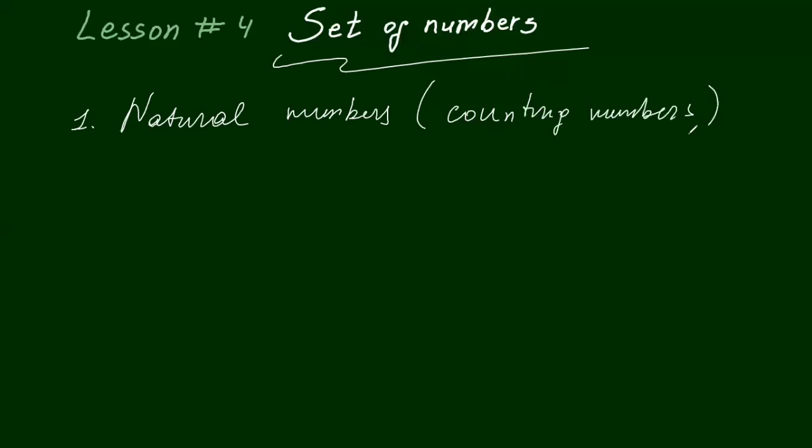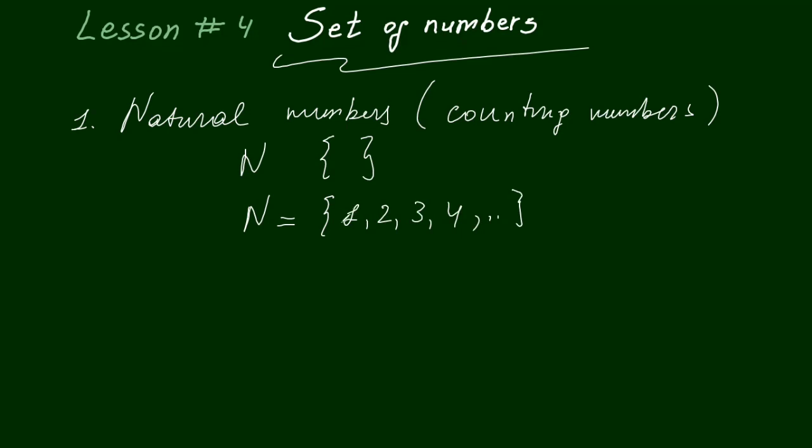These numbers are designated by the symbol N, and we will use roster notation for denoting a set. So N equals, in roster notation, {1, 2, 3, 4, and so on}. This is the roster form of the set of natural numbers.